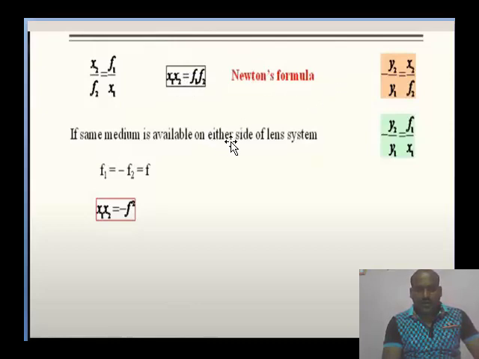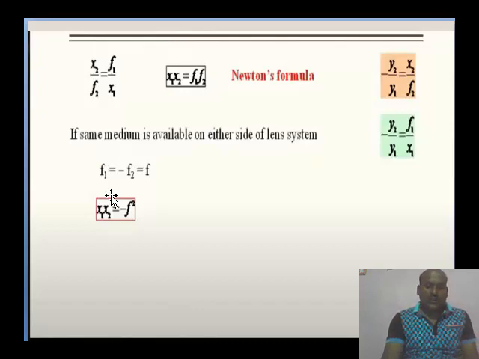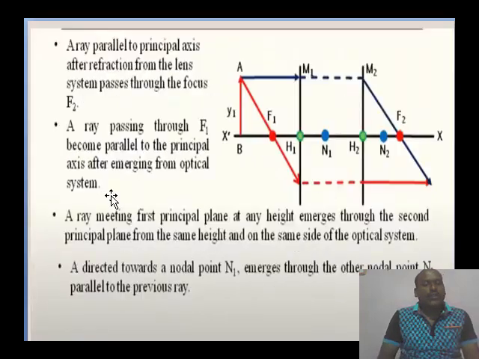If the same medium is available on either side of the system, automatically f1 is equal to minus f2, and commonly we take it as f. Putting this value in f1 f2, it becomes f into f, that is f square. So x1 x2 is equal to f square. This is the final expression for this video. This formula is known as the Newton formula, and we also studied image formation. So these are all about the cardinal points, Newton formula and image formation.